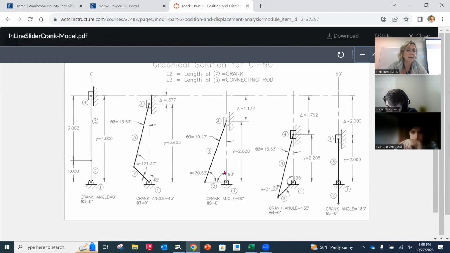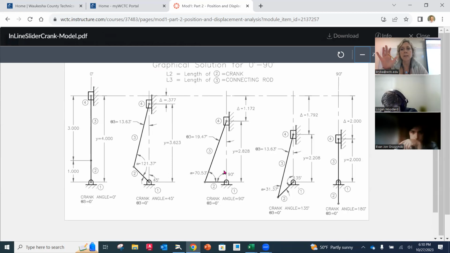Then you're going to move it to 60. That number should match your spreadsheet. And so on. You're going to do it every 30 degrees to 180 because an inline slider crank is the mirror image on the other side. That's why. Now you have that spreadsheet, so I want you to put your numbers in, get your numbers, and then just prove these first ones.